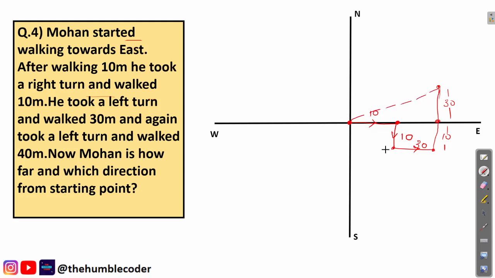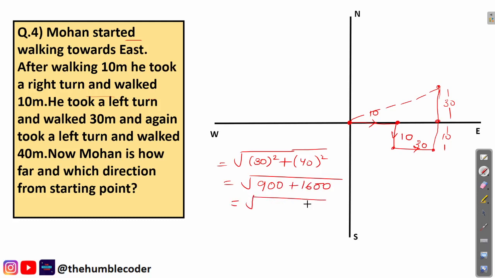So this is clearly 30. So one direction is 30. We can clearly see it from the diagram. Next, let's calculate. So this is 10 and this is 30, so it's going to be 40. So 30 square is going to be 900 and 40 square is going to be 1600. If we add them up, it's going to be 2500, and if we take the square root, it's going to be 50. So the answer for this question is 50 meters.